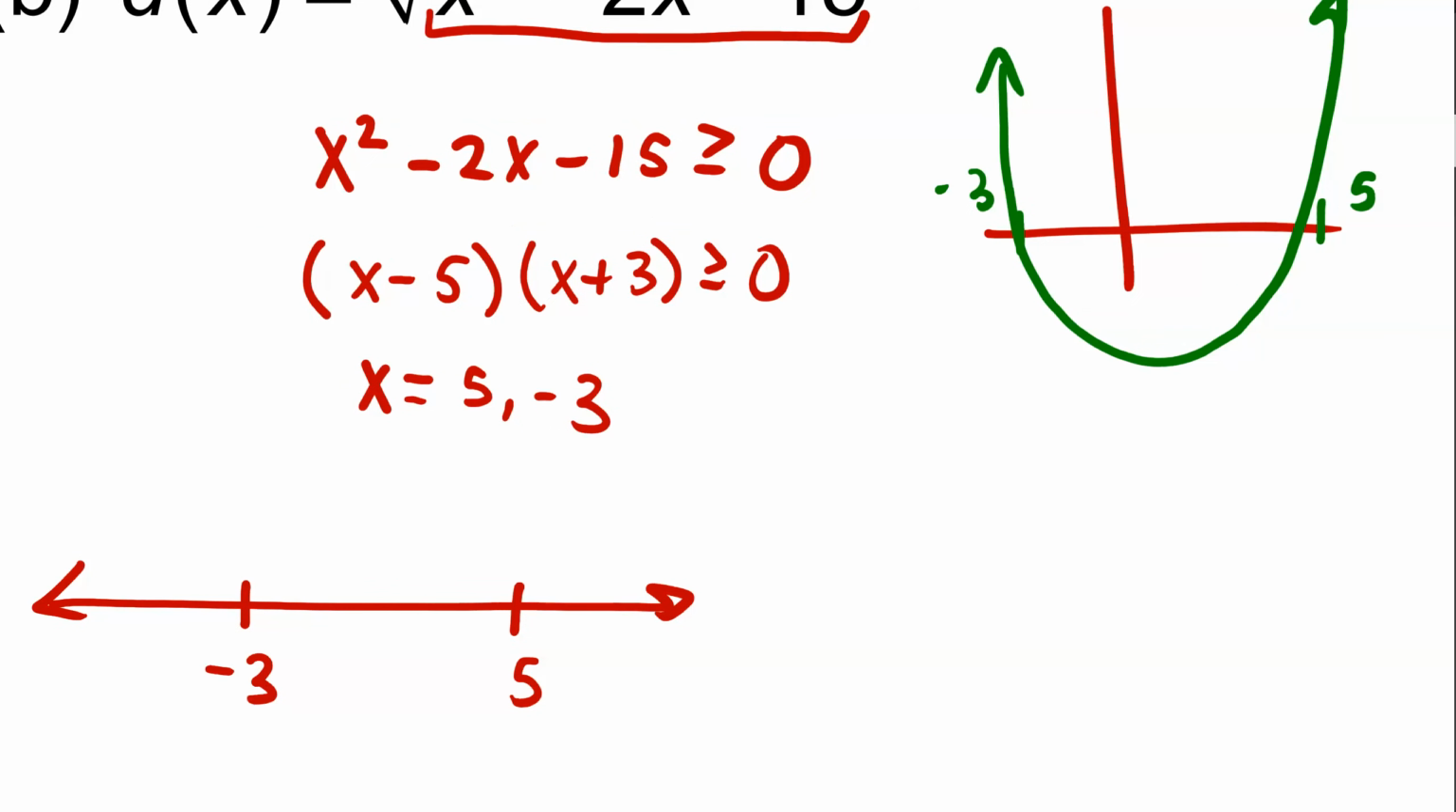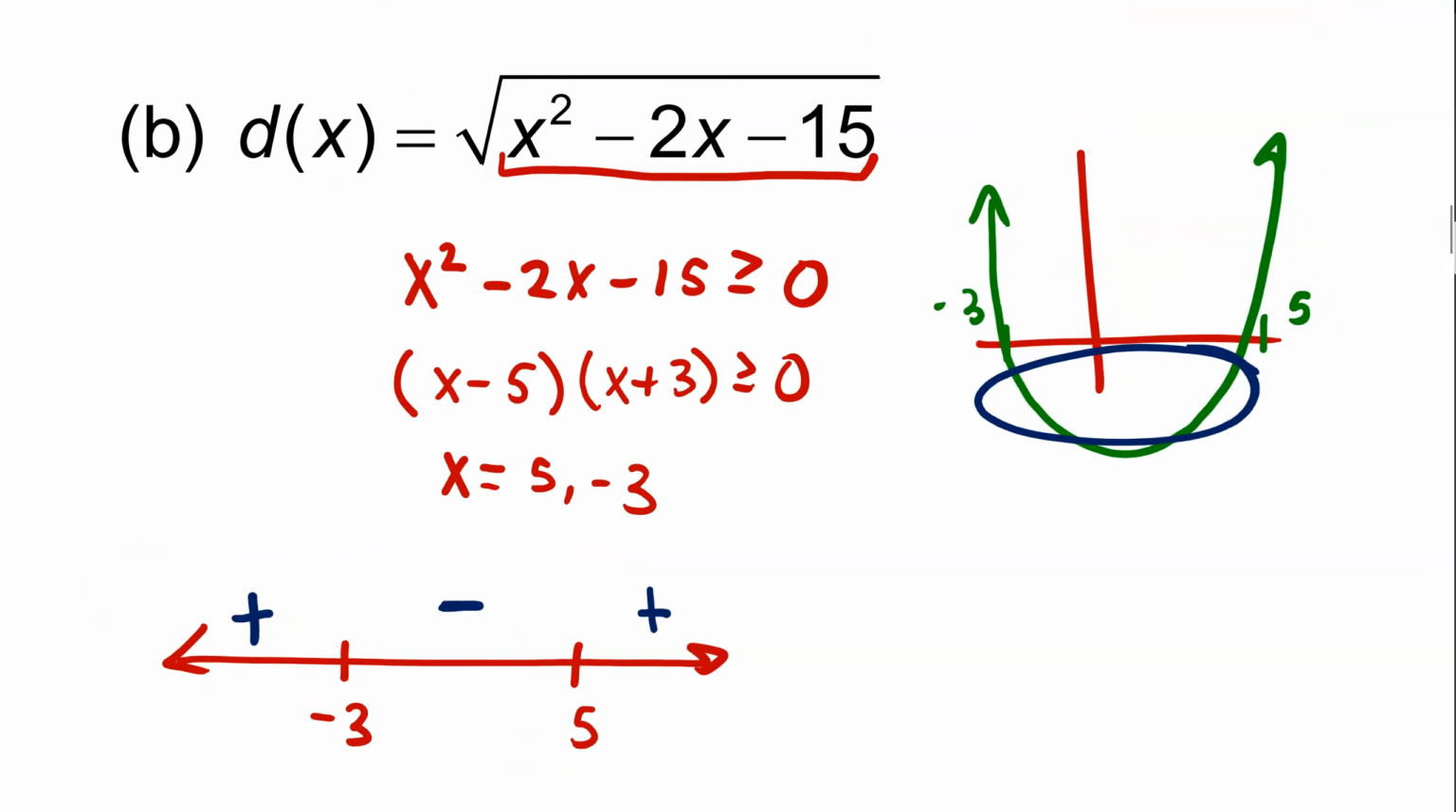Let's talk about the y value. If I plug in an x value between -3 and 5, does it spit out a positive or negative number? It's negative because it's below the x-axis. If I plug in a number above 5, it's positive. If I plug in a number below -3, it's positive. So what this tells me is, if I plug in a number where I'm shading between -3 and 5, this whole thing right here is going to be negative.